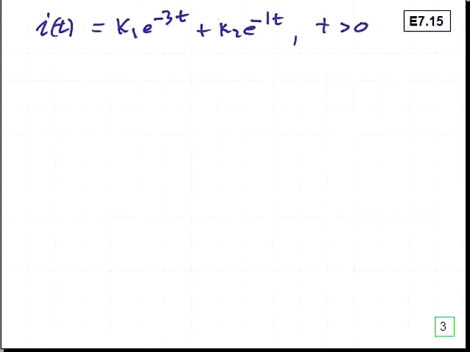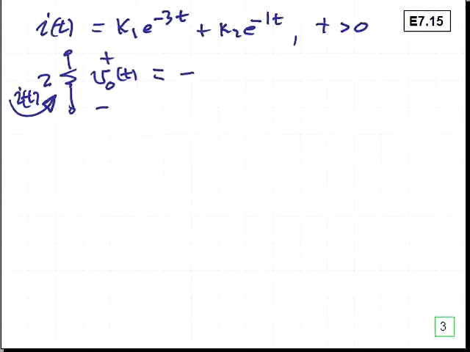Now what are we going to do with this I of t? We have a resistor of 2 ohm value in the circuit. The voltage VO of t that we're interested in appears across there. Our current I of t is flowing upward through that resistor, so our VO of t eventually is going to be minus 2 ohms times this current that we're attempting to discover.